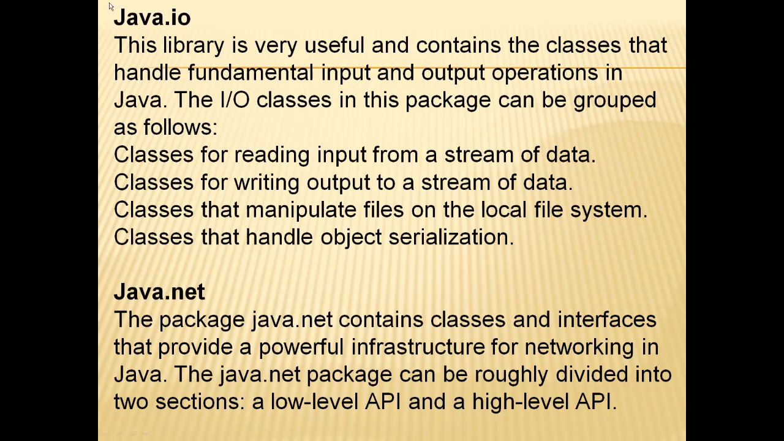Now java.io. This library is very useful and contains the classes that handle fundamental input and output, I for input and O for output operations in Java. The IO classes in this package can be grouped as follows: classes for reading input from a stream of data, classes for writing output to a stream of data, classes that manipulate files on the local file system, and classes that handle object serialization. These functions we use mostly.